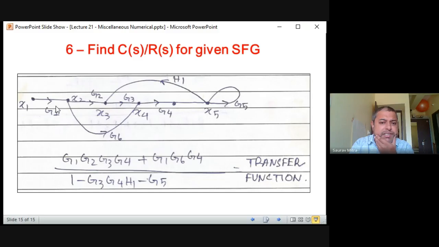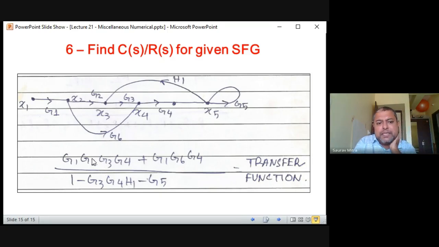Last numerical, this is very special because x5 node is the output node as well as x5 has the self loop. Okay, likewise. So how many forward paths are there? There are 2 forward paths. x1, x2, x3, x4, x5. So this is 1 into G2 into G3 into G4. So G1, G2, G3, G4. This is the first forward path.